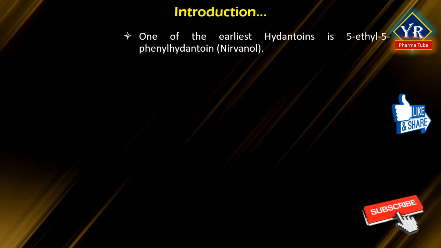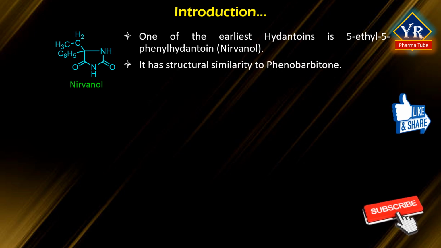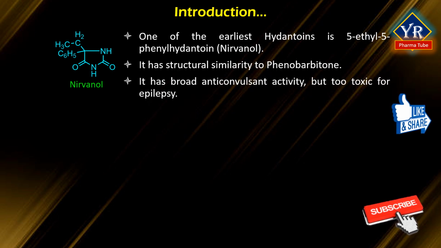One of the earliest Hydantoins to be tried as anticonvulsive agent was 5-ethyl 5-phenyl Hydantoin, which was also called Nirvanol. It had structural similarity with phenobarbital. It was found to exhibit broad anticonvulsant activity but was too toxic for general use in epilepsy.